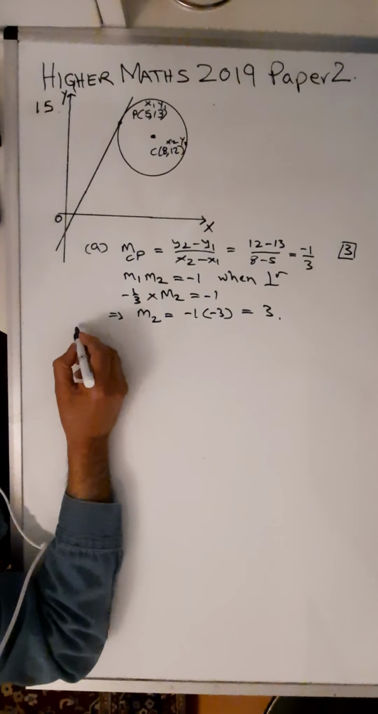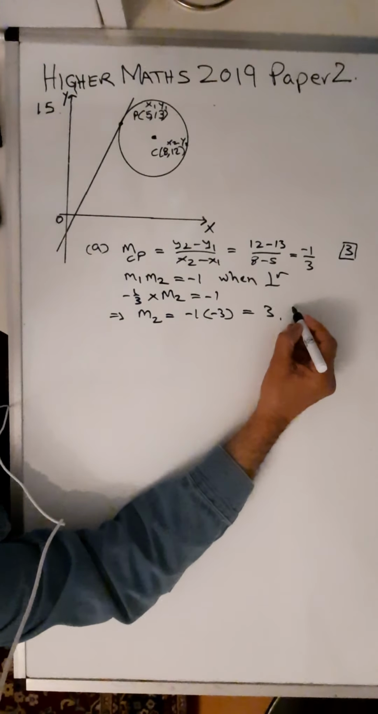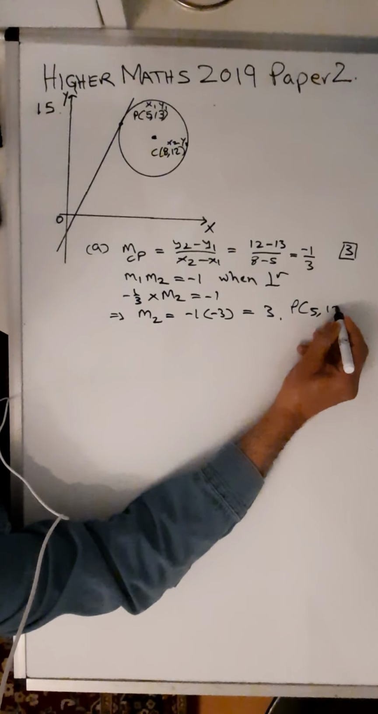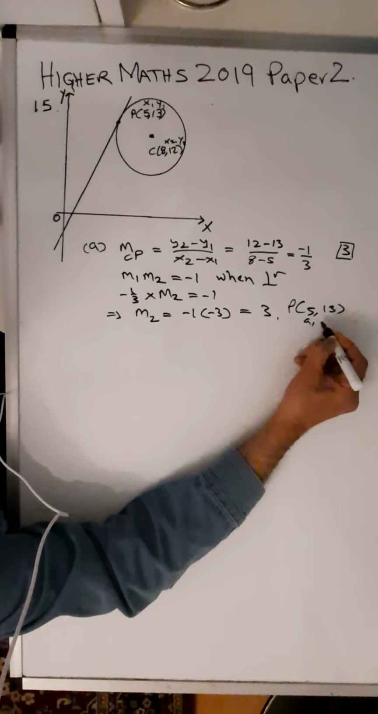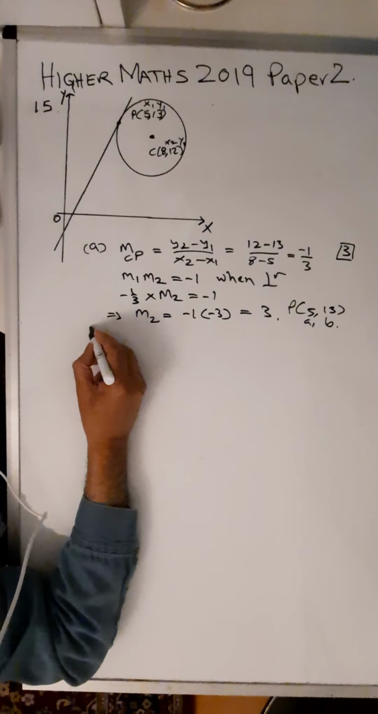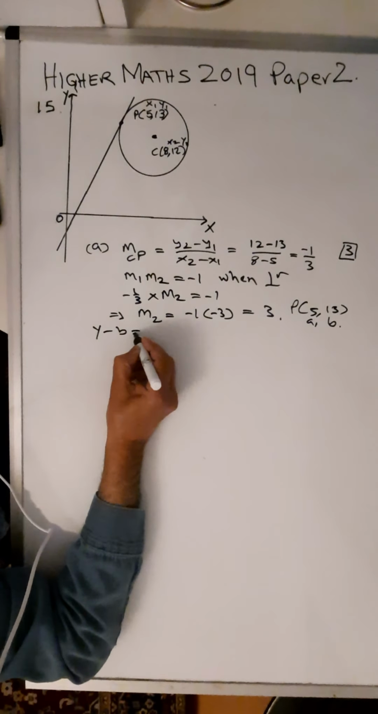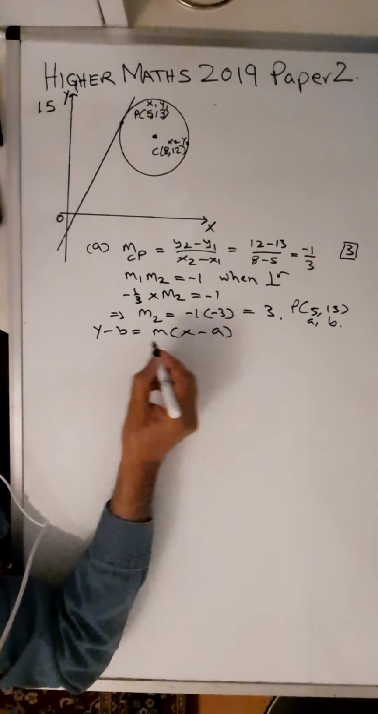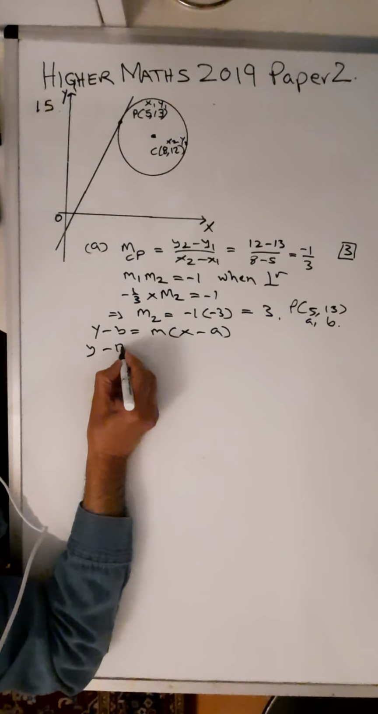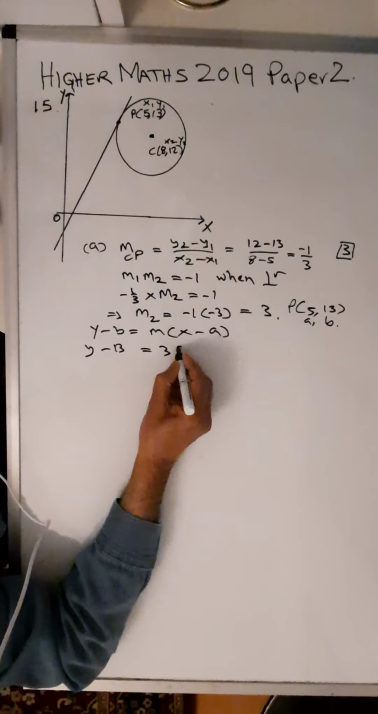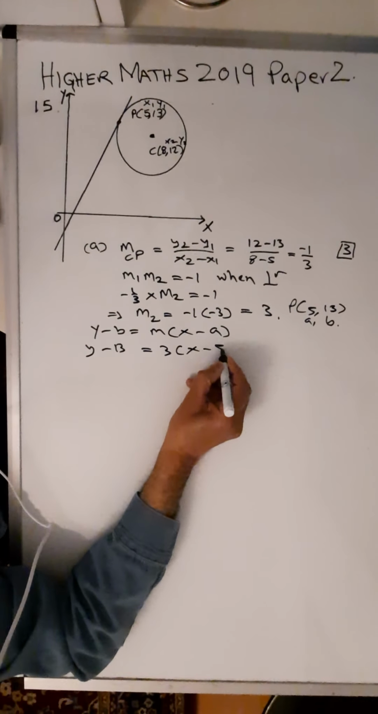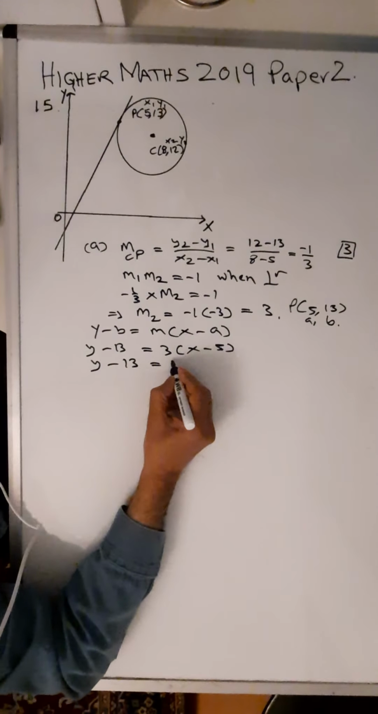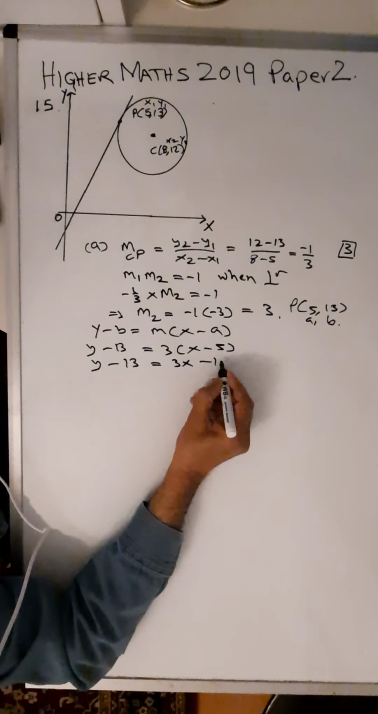You've already got the point on the circumference, which is the point (5, 13). That is your (a, b). So now you're using the line equation, y minus b is equal to m times (x minus a). Y minus 13 is equal to 3 times (x minus 5). Y minus 13 is equal to 3x minus 15.